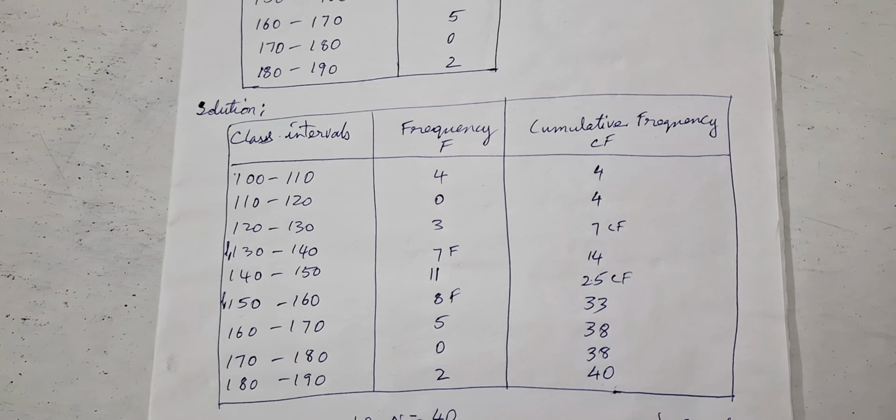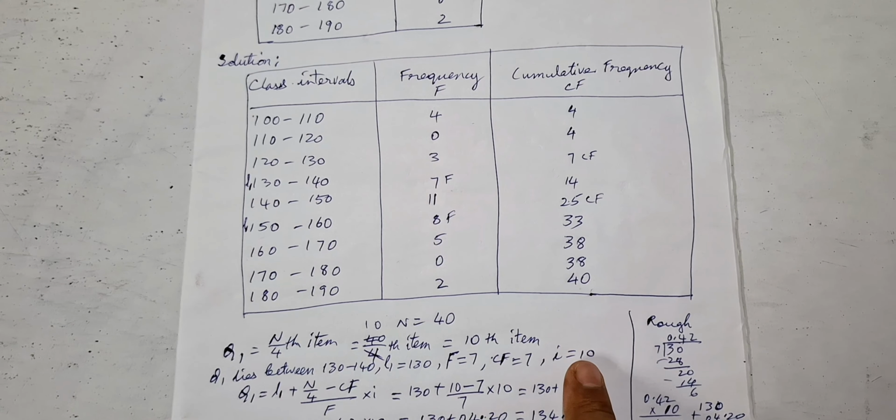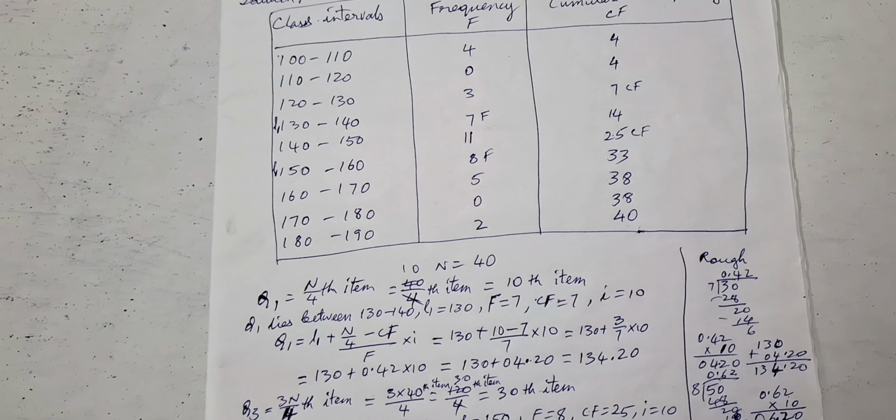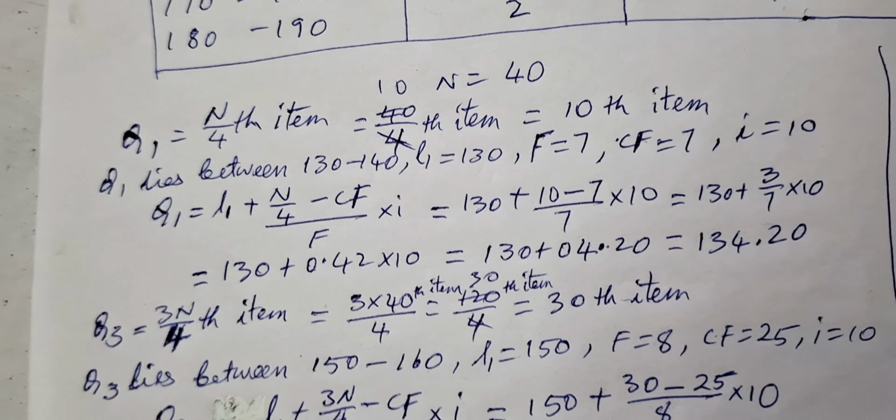Now, after finding out those numbers, we'll write Q1 lies between 130 to 140. L1 is equal to 130, F is equal to 7, CF is equal to 7, and I is equal to 10. I is what? It is the gap between the class intervals. So 130 to 140 is 10. The gap is 10. So I is equal to 10. Now we'll write this formula. Q1 is equal to L1 plus n divided by 4 minus CF, divided by F, multiplied by I. So Q1 formula is that one.